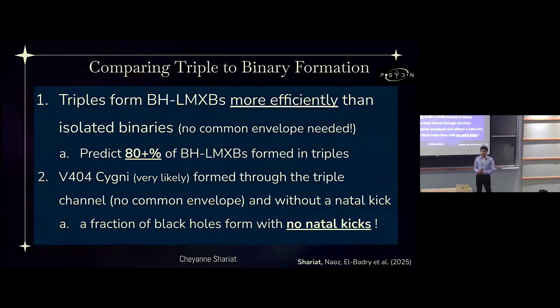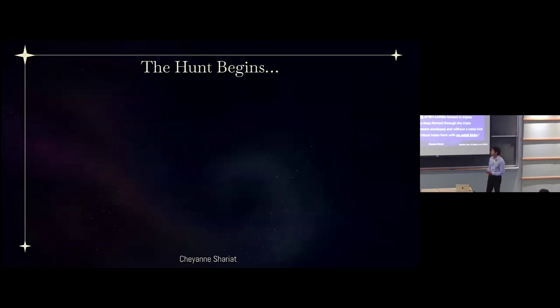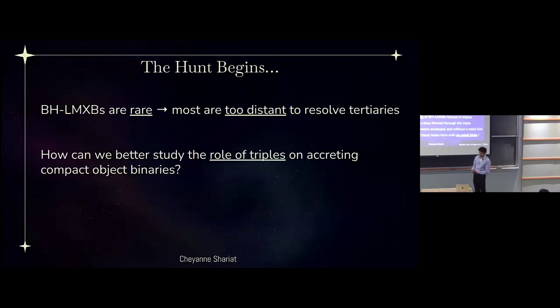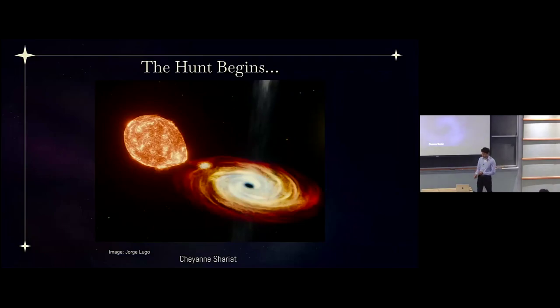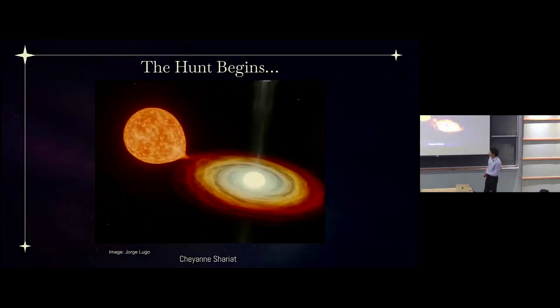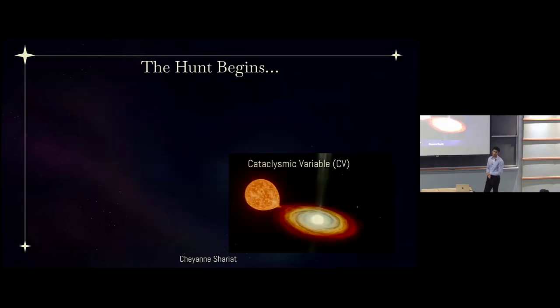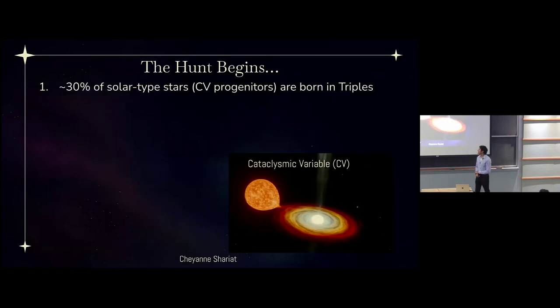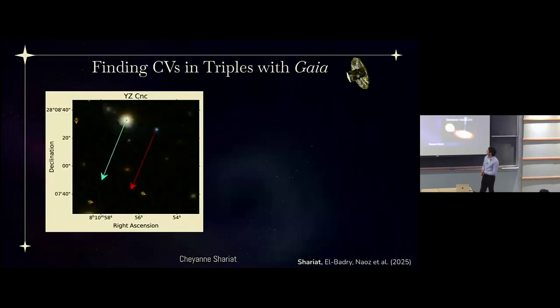But I'll just say LMXPs are rare, and I was interested in learning more about the role of triples on accreting binary populations. So there's this other class of system known as CVs, and that looks like your normal LMXP. You just swap out the black hole for a white dwarf. And these are much more common by a factor of many. And the good thing about being so common is that you can actually go out and observe them.